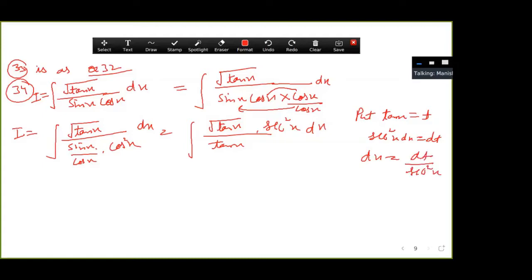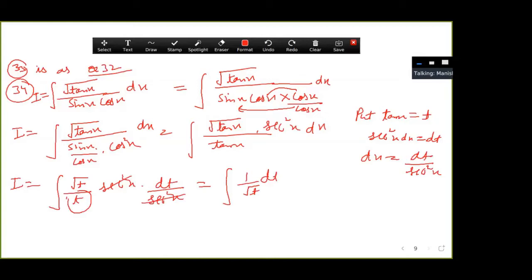Now let's see what the question is. After substitution, it becomes root t upon t, and secant square x into dt upon secant square x, which cancels. Now this can be written as root t into root t, which means 1 upon root t dt. Now you can integrate t to the power minus half with respect to t. The integration is t to the power of minus half plus 1, which is plus half, it means root t.